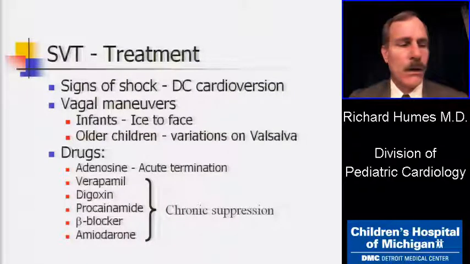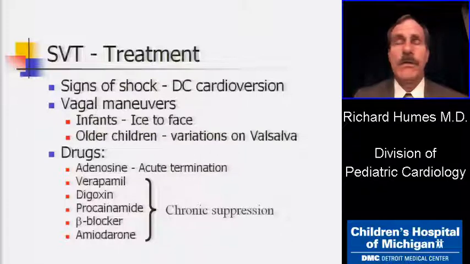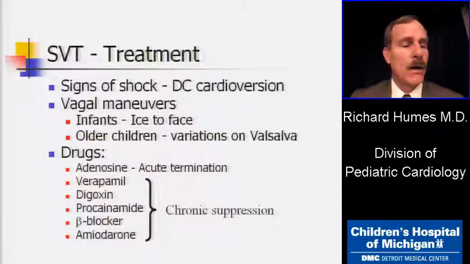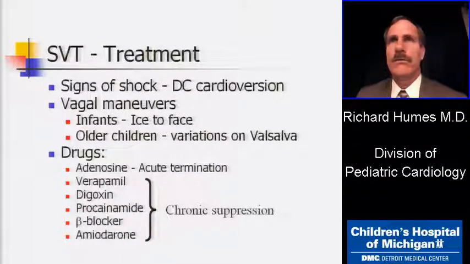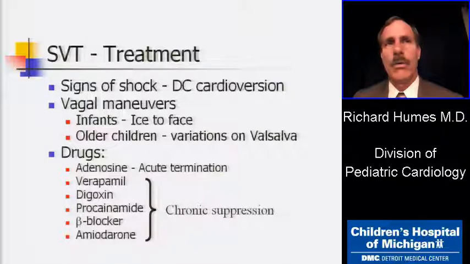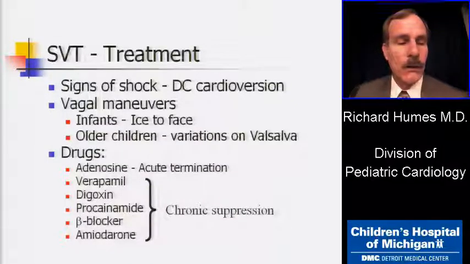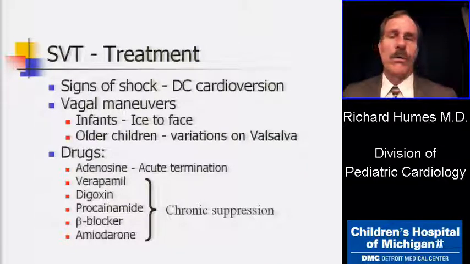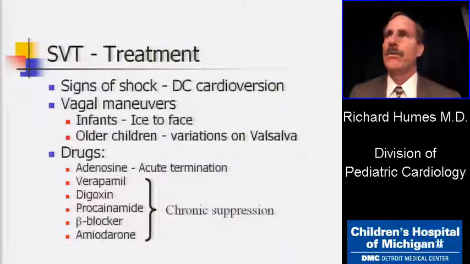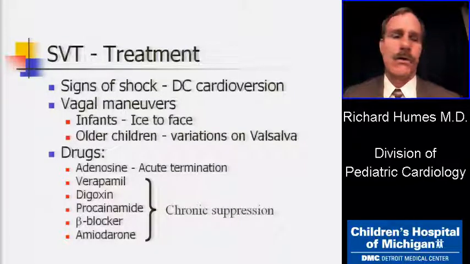If the patient is stable, and often these patients can be fairly stable, even though their heart rates are quite high, vagal maneuvers can be tried. In children, this is ice to the face, and the ice wants to go probably over the entire face, including the mouth and nose, and held for a period of about 10 seconds. In older children, you can do some variations of Valsalva maneuver, which can be effective in having them self-terminate their tachycardia.